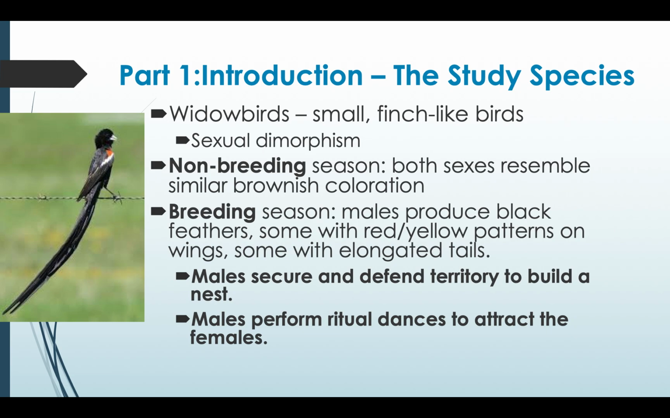But when breeding season comes along, the males actually are going to change their appearance quite a bit. Okay, so they're going to produce black feathers. Depending on the species of these widow birds, some have red or yellow patterns right in this chest area, right over here. And then they can also have a chevron print down the wings as well. And some species actually have elongated tails, very elongated, as you can see here in the picture.